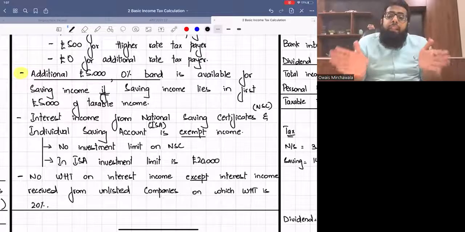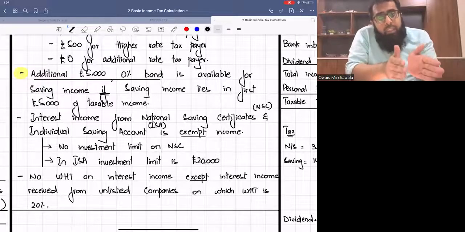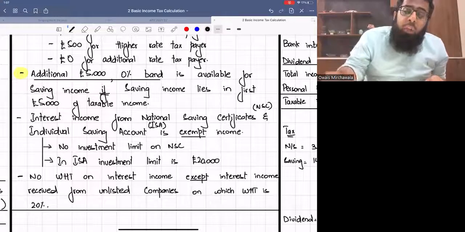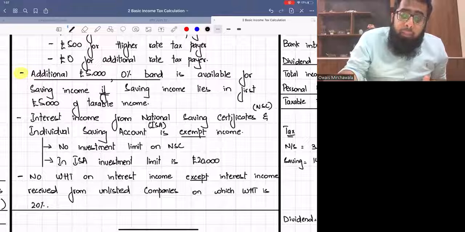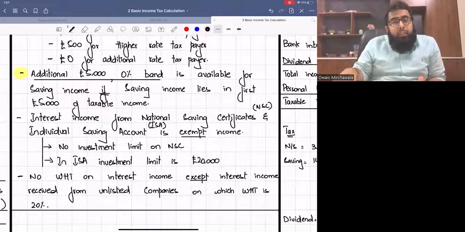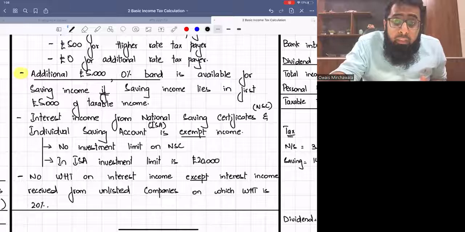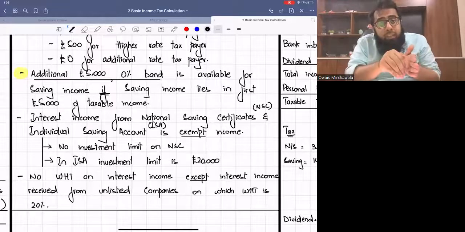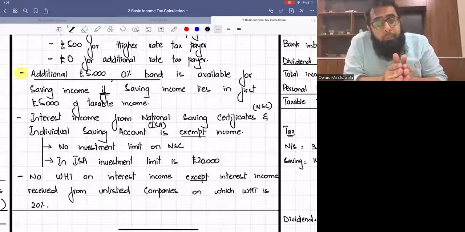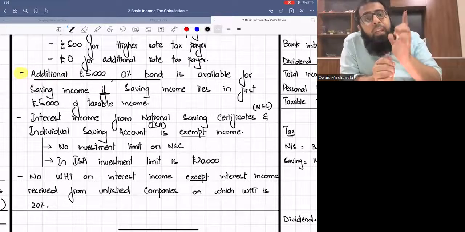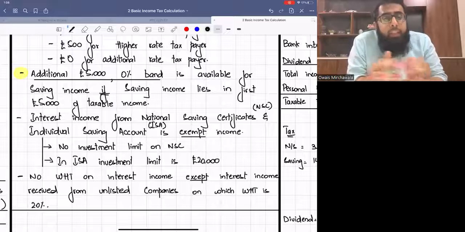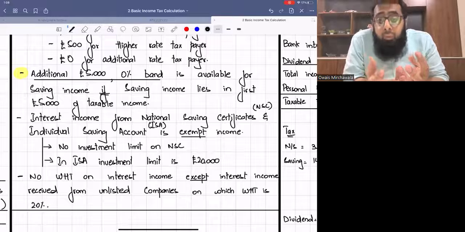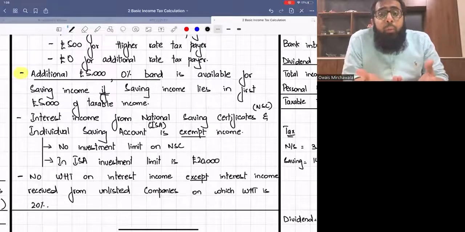Because in the taxable income, the first slot is of non-saving, then there is saving, and then there is dividend. If your non-saving income is less than 5,000, then saving income can get a space in the first 5,000. On that space, you can get a 0% band. Obviously, this point will get clear when we look at the practice question.